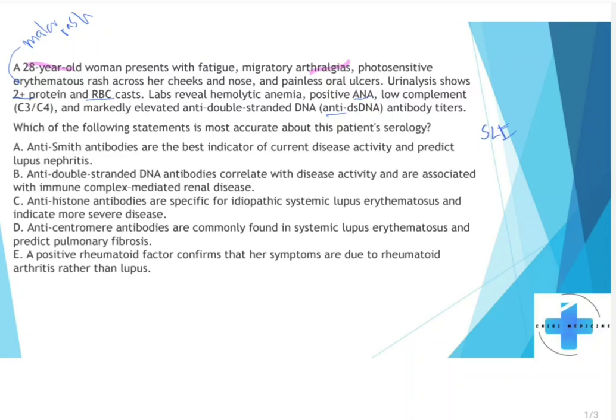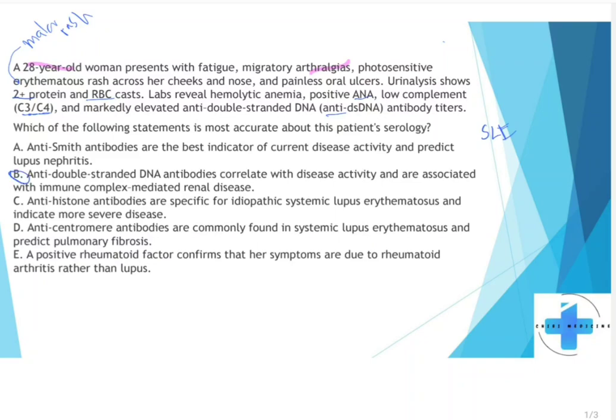All right, and that's when the anti-double-stranded DNA forms some sort of complex, so like the type 3 hypersensitivities, and yes, we're going to make a video about this at some point, right? So that will then go and form complexes in the glomeruli. This is going to activate complement, so that also explains the decrease in C3 and C4, so it's being consumed when you activate complement. All right, so the answer to this would be B.